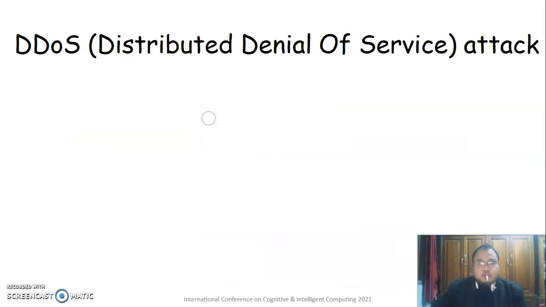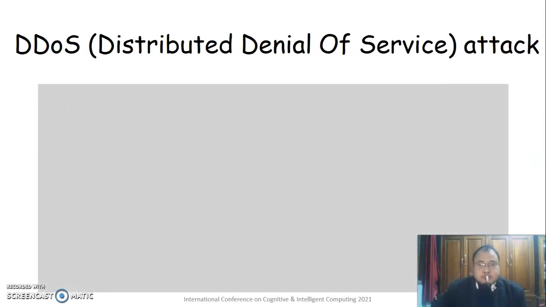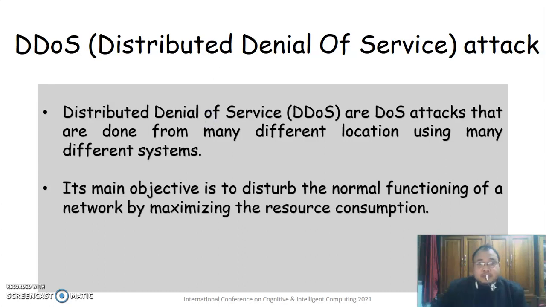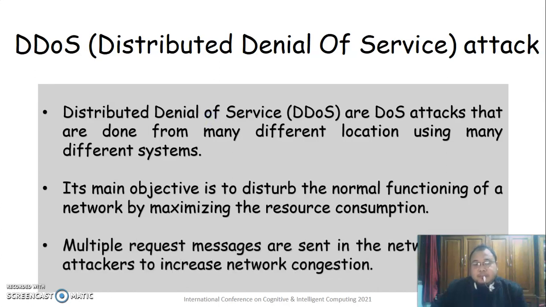So moving on to DDoS attack or distributed denial of service attack. DDoS attacks are DoS attacks that are done from many different locations using many different systems. But in case of a DoS attack, the attack is done from a single attacker or from a single device. Its main objective is to disturb the normal functioning of a network by maximizing the resource consumption. Multiple request messages are sent in the network by attackers to increase the network congestion.